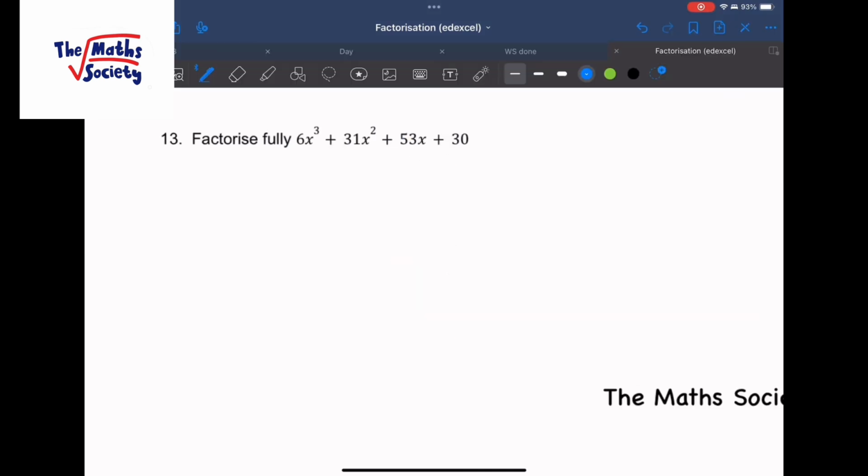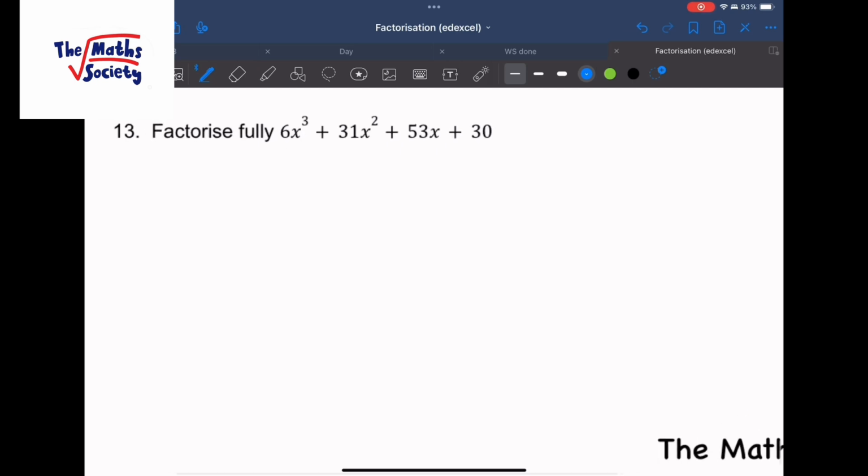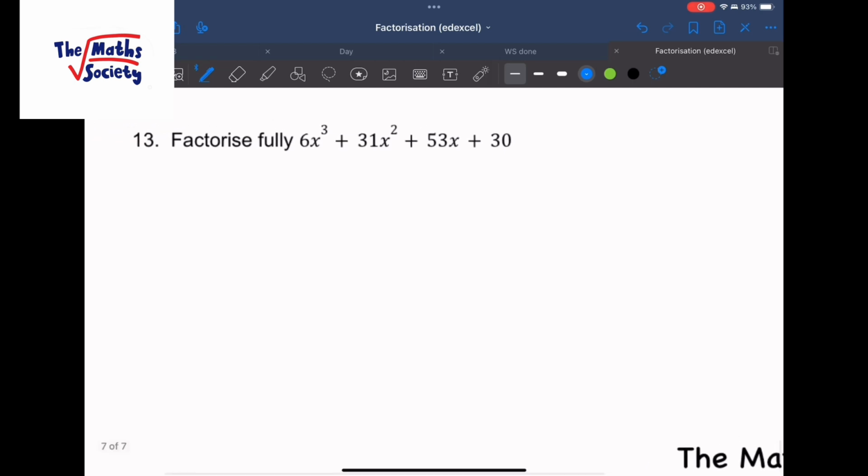Okay, so for the last equation, it says factorize fully 6x cubed, so we know we have a cubic equation right now. Because it's a cubic function, we can try to use the factor theorem. So for this question, we're going to use the factor theorem. We're going to see if x plus 2 would be a factor of this equation. So x plus 2, we know that we would test minus 2. We'll try to see if it's equal to 0 or not.